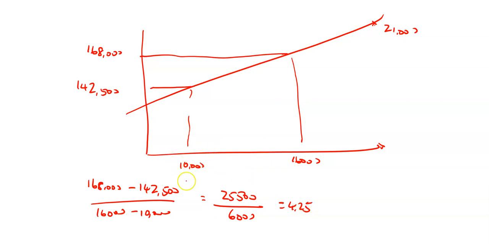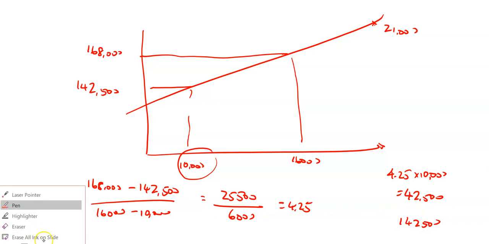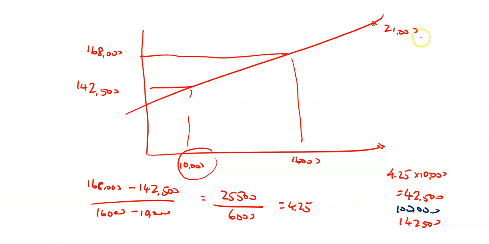I'm going to apply it to this guy. So £4.25 times 10,000 is 42,500, which means with a total cost of 142,500, I'll just change my pen color, the fixed element is 100,000. So I know here now at 21,000 units, all I have to say is 21,000 times £4.25 plus 100,000.